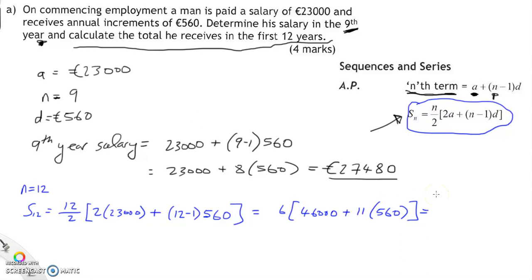Now we could go for the calculator. 11 multiplied by 560, I get 6,160. I'm going to add on 46,000, and I'm up to 52,160, and I'm going to multiply that by 6, and I get 312,960. That equals, it's going to be euros, 312,960. Does that make sense? I think it does, roughly speaking. So the total after 12 years that he's been paid is 312,960.